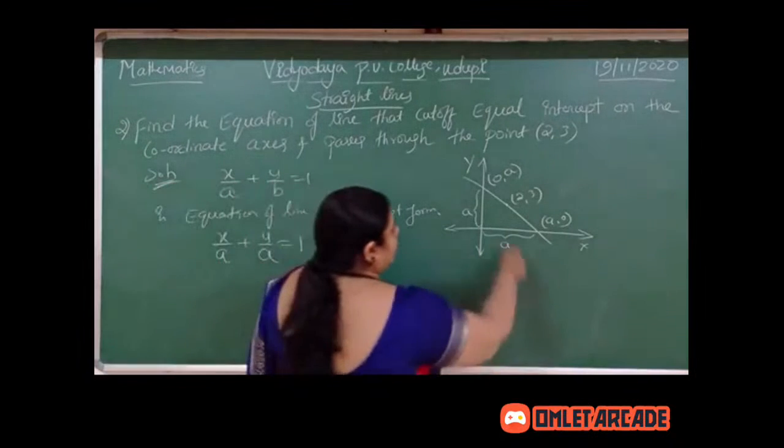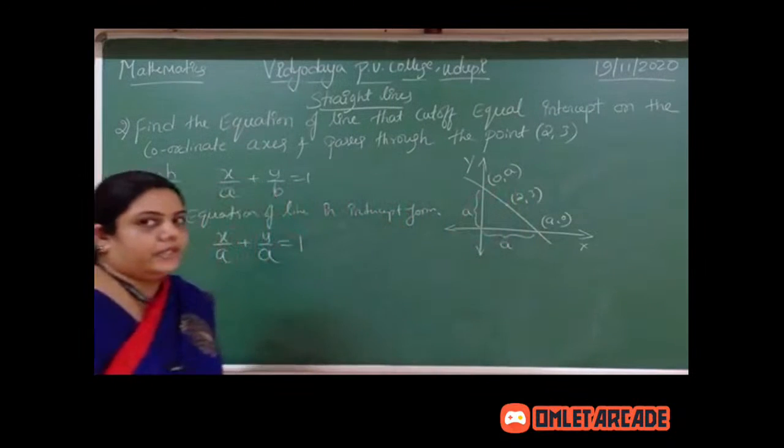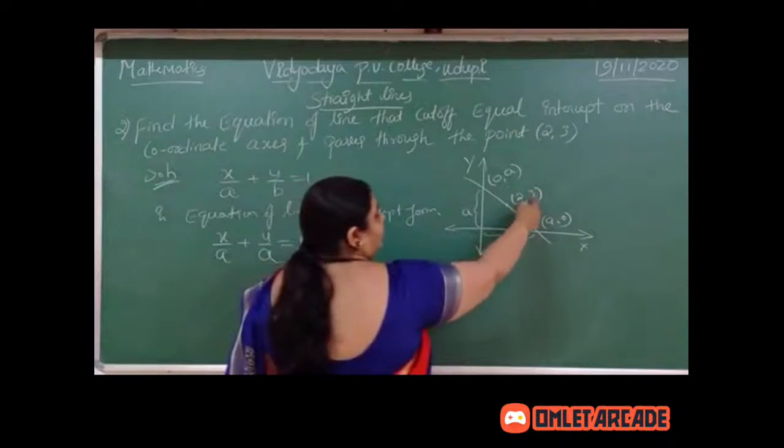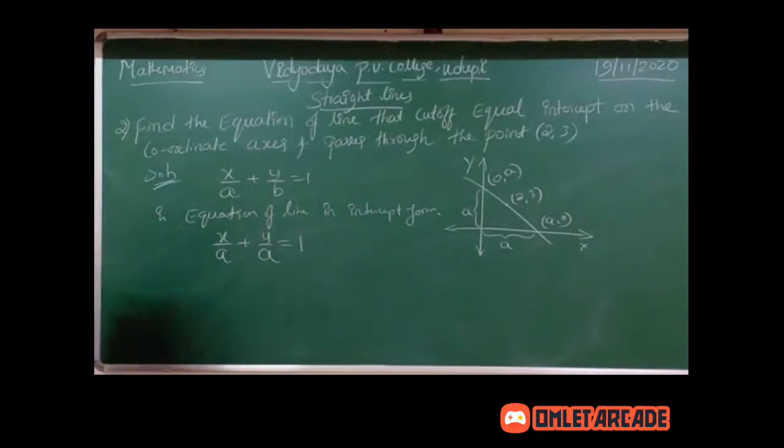One more hint is given. A point on a line is given. See? That is 2 comma 3. One of the points is given, that is 2 comma 3.